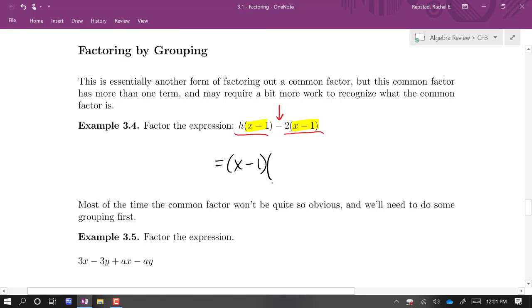Open up a set of parentheses. And what do I multiply by x minus 1 to get the first term? That's an h. What do I multiply by x minus 1 to get the second term? That's a 2. And then I just make sure I bring down that minus in between. And there it is, written as a factored expression.